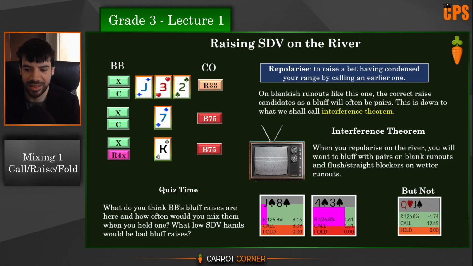But we wouldn't raise a hand like queen jack because although we have some interference here with the jack and that's a positive remover or blocker, the queen is a negative blocker.